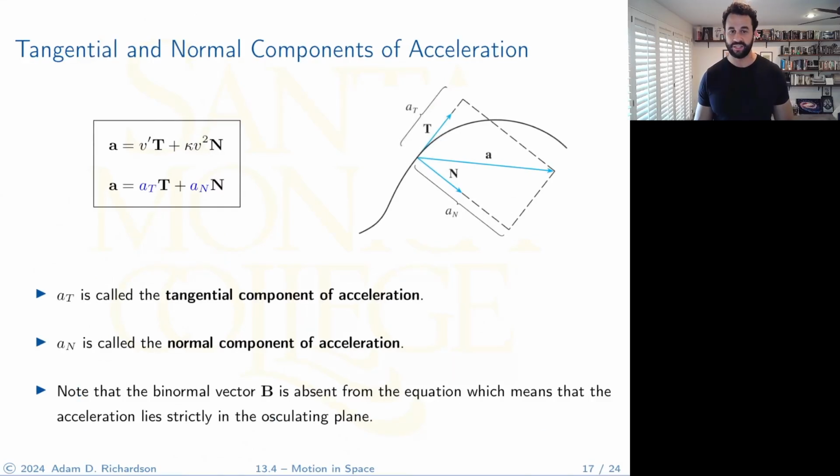Now, one thing that's interesting, because I mentioned it a couple of slides ago: note that in this formula the binormal vector is absent from this equation. That means the acceleration vector lies strictly in the osculating plane. You don't have to rely on intuition for that. It actually shows up in the calculations that the acceleration must lie in the osculating plane, because the formula for acceleration does not involve the binormal vector at all.